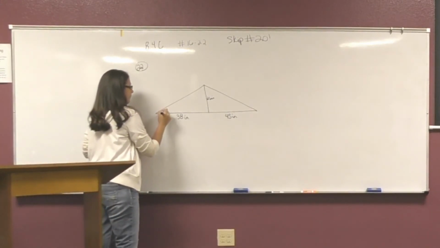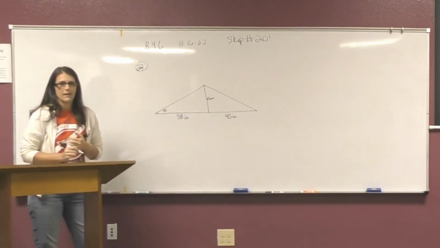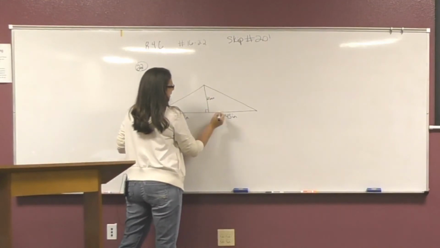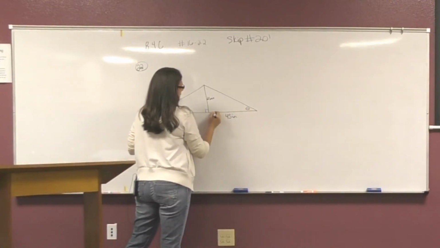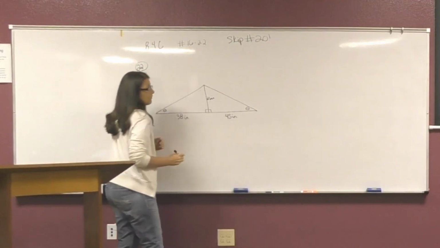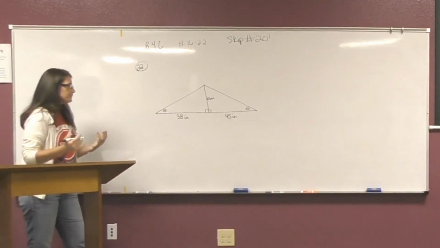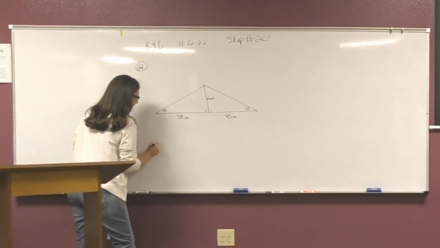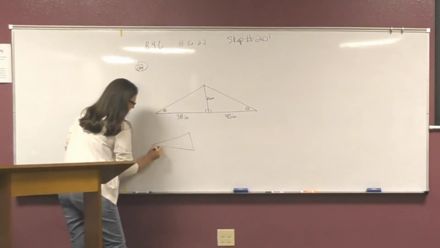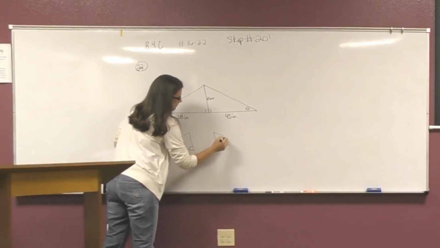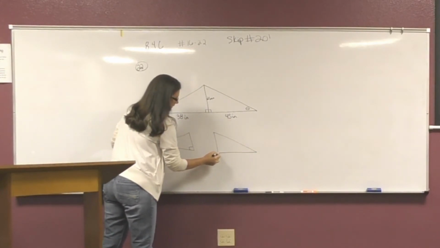So I'm looking for theta on this right triangle, and then I'm going to look for theta over here on that right triangle. If it helps, you can split them apart and make two problems, because really we have two problems. You don't have to do this, but it may help.